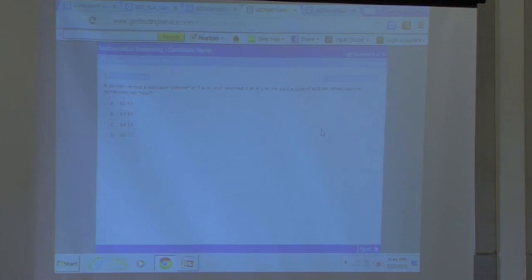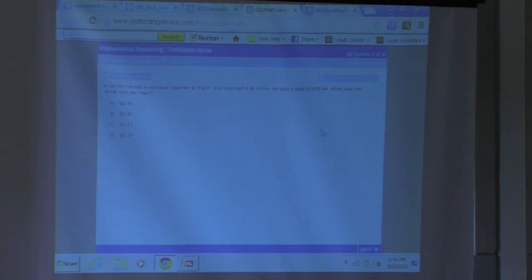A painter rented a wallpaper steamer at 9 a.m. and returned it at 4 p.m. He paid a total of $28.84. What was the rental cost per hour?